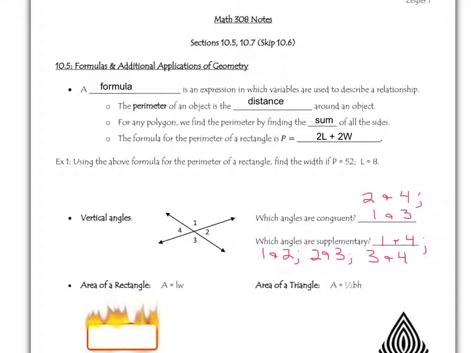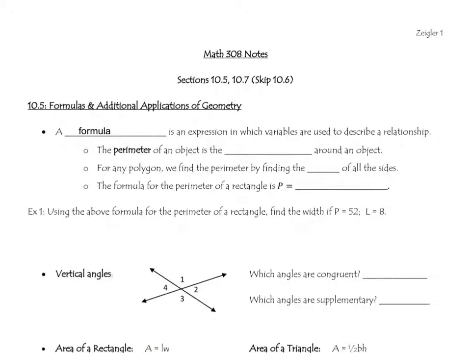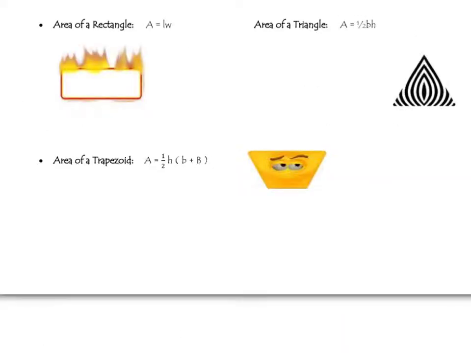And then the area formulas are that the area of a rectangle is length times width. The area of a triangle is 1/2 base times height. And then the area of a trapezoid is 1/2 height times the small base plus the large base. I'm pretty sure you won't have the area of a trapezoid as a formula you need to have memorized on the exam.